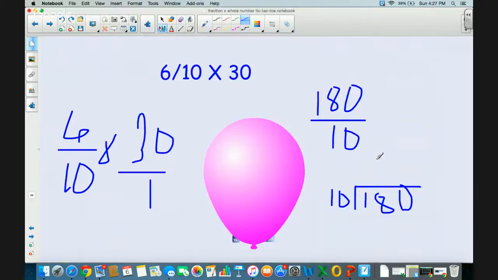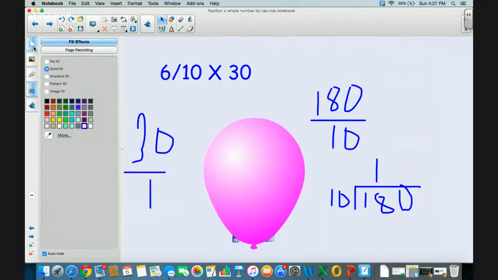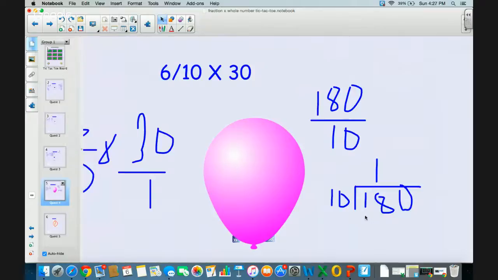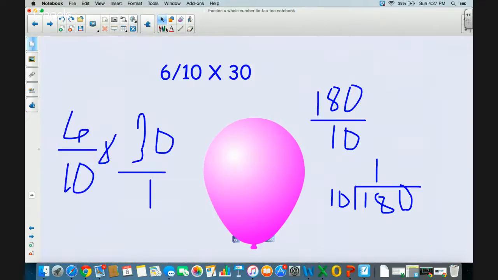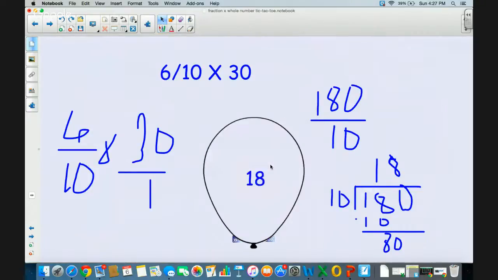10 goes into 18 one time. There we go. 1 times 10 is 10. Subtract, equals 8. Bring down my 0. And then 10 goes into 80 18 times. All right, 18 should have been your answer. Good job if you got that right.